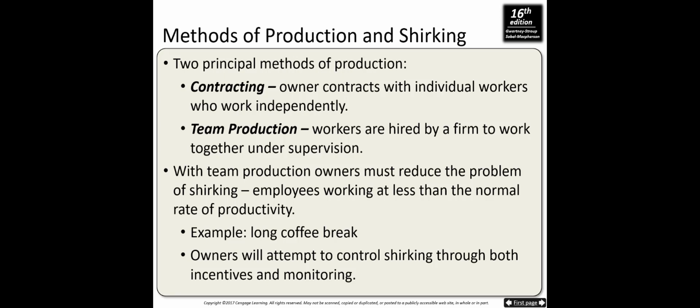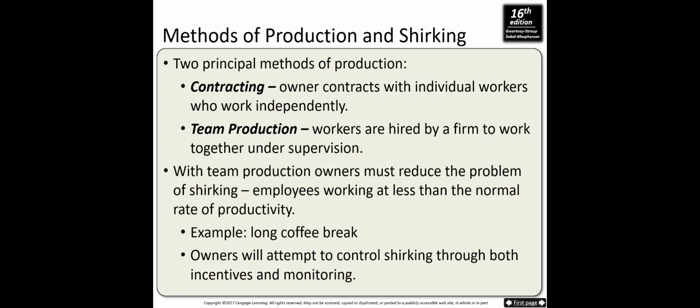The other way is team production. Workers are hired by a firm to work together under supervision. So this is common. I think you understand that there is a manager and people work under the manager as a team. With team production, owners must reduce the problem of shirking, employees working at less than the normal rate of productivity. So with team production, there is the problem of shirking. So what do we mean by shirking? Long coffee breaks.